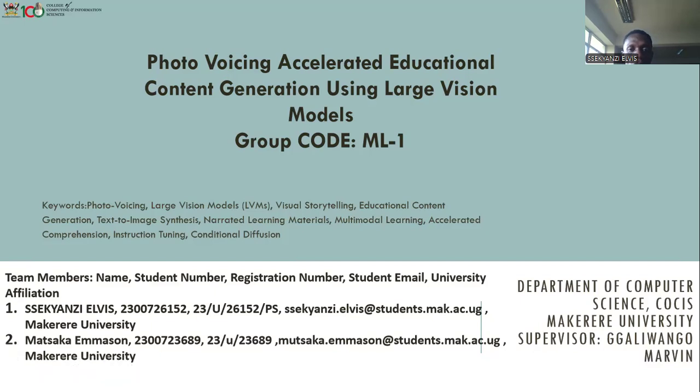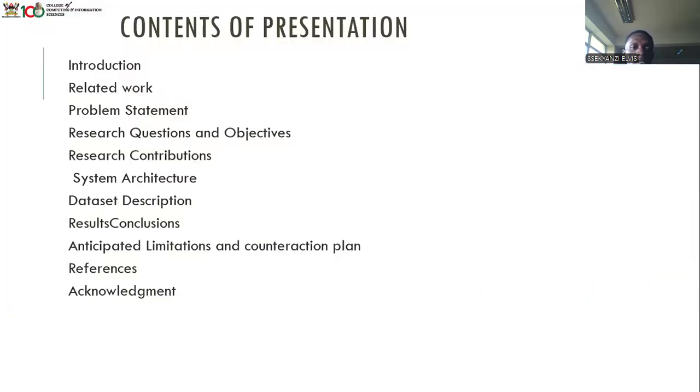Visual storytelling can be in the form of images in a story narrative. Then educational content generation is concerned with creating educative content. Then text to image synthesis is creating images from text. Then narrative planning materials and others. These are the contents of my presentation.